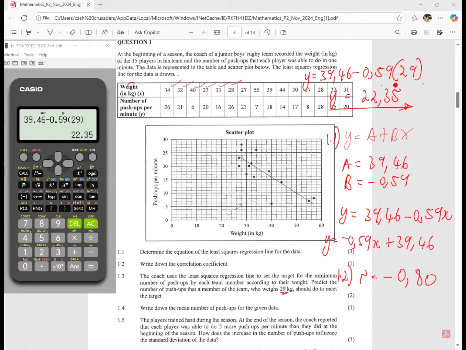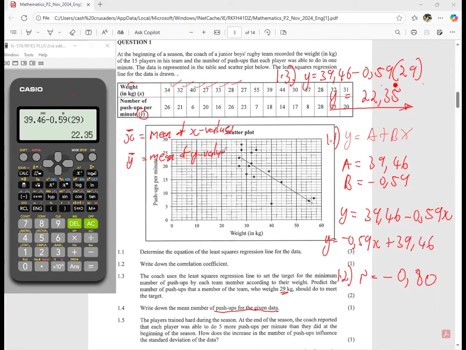Now 1.4. So this was your 1.3. In 1.4, they say write down the mean number of push-ups for the given data. The mean number of push-ups, meaning y. Now, note that mean can be indicated as x bar and also can be indicated as y bar. When it's x bar, it means it's the mean of the x values. And then y bar, this is also the mean. This is the mean of what?